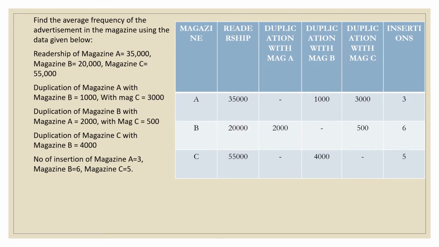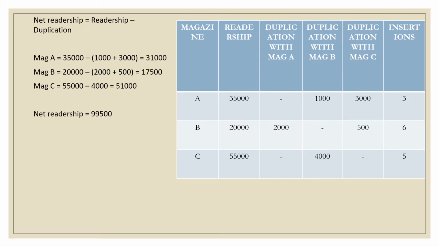The last piece of information given in our question is the number of insertions. So for magazine A, we have 3. Magazine B, we have 6. Magazine C, we have 5. Our next job is to start calculating.